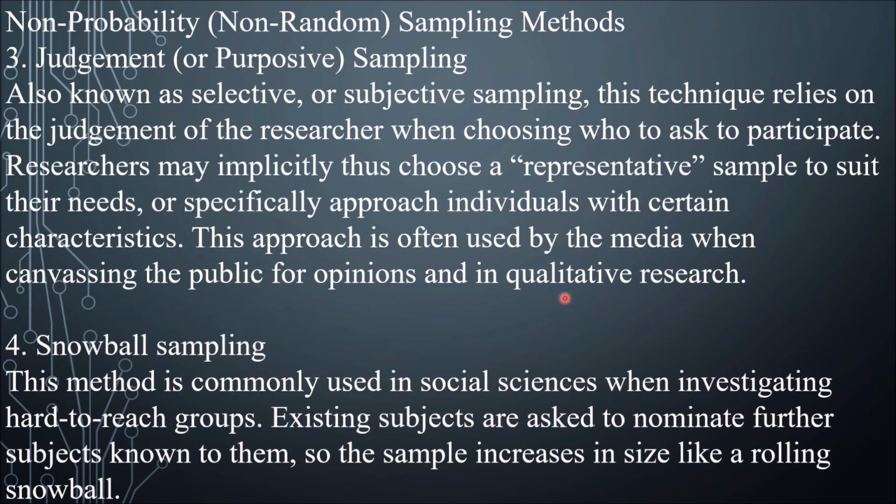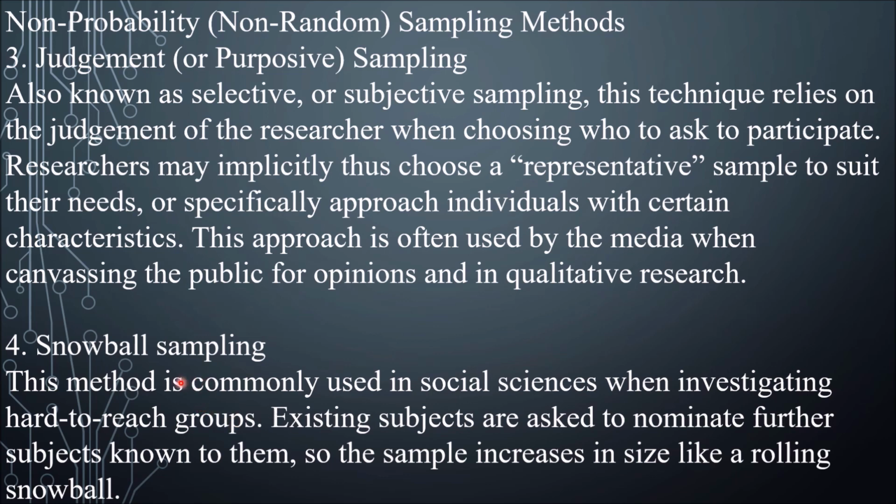Number 3, judgment sampling, also known as selective or subjective sampling. This technique relies on the judgment of the researcher when choosing who to ask to participate. Researchers may implicitly choose a representative sample to suit their needs or specifically approach individuals with certain characteristics. This approach is often used by the media when canvassing the public for opinions and in qualitative research.